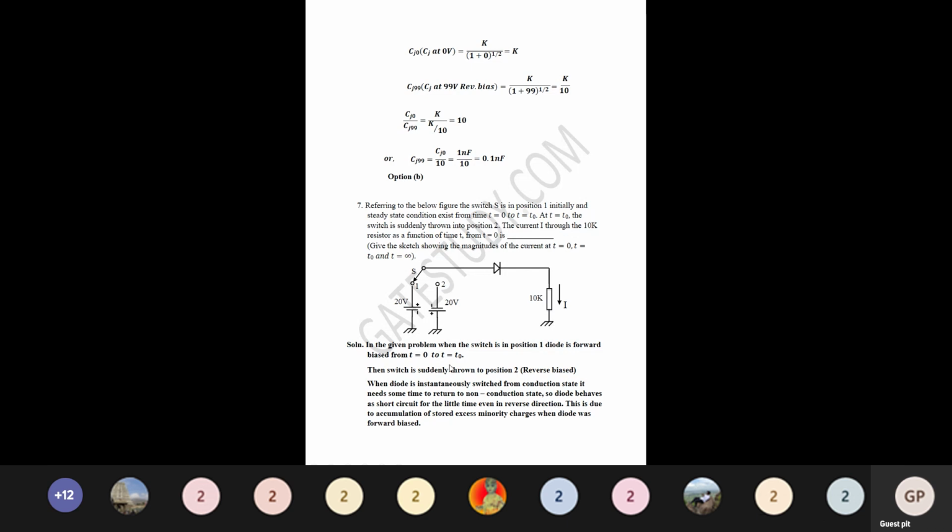This happens due to the accumulation of stored excess minority charges when the diode was forward biased. I will give you an example. Once you switch off the TV with the remote, the TV is not switched off immediately. The small indication LED light in the TV will glow for a certain period of seconds. You would have noticed it. Why does it keep blinking even though the TV has been switched off with the remote? It is with the help of the residual charge carriers.